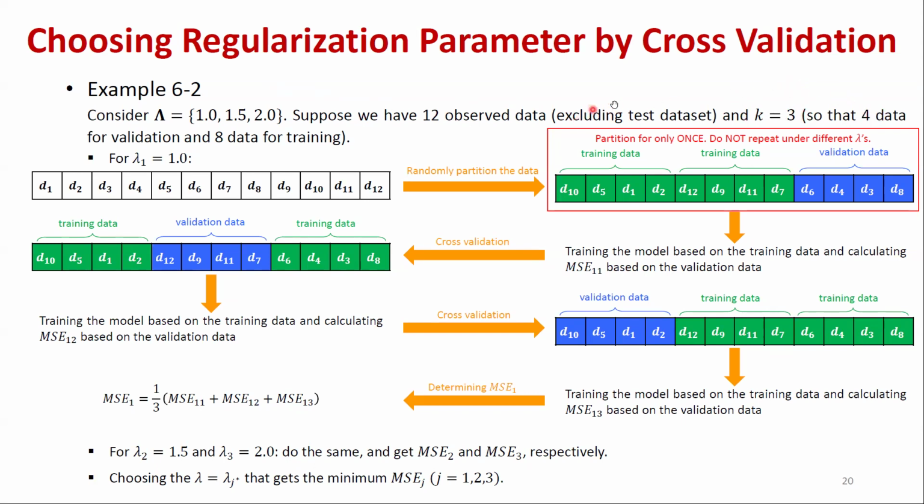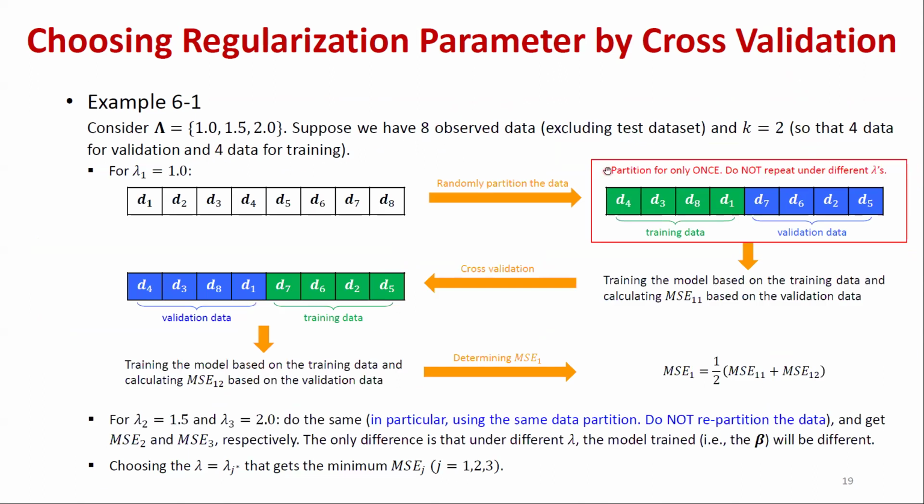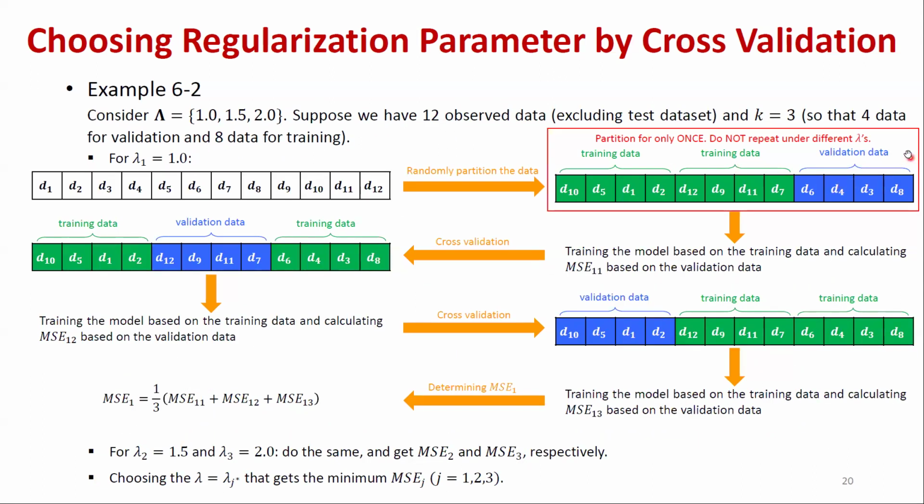And hence, each group includes 4 data. So I always have one group of validation and all other groups are training data. Now suppose I choose again the last group to be validation data, and the first 2 groups to be the training data. I train the model based on the training data, in other words, the first 8 data.